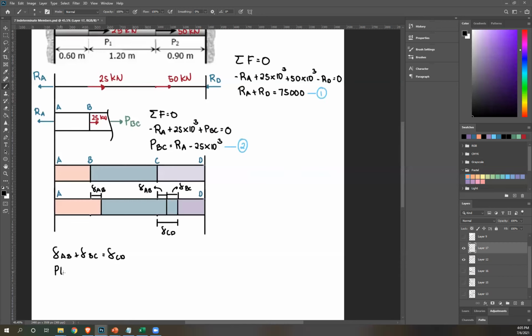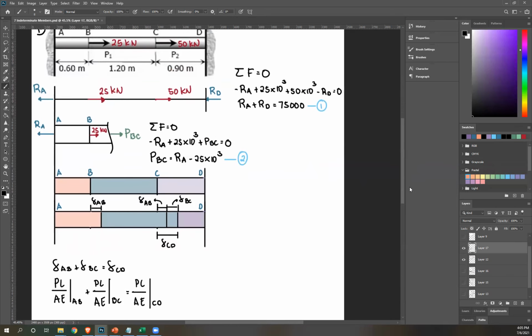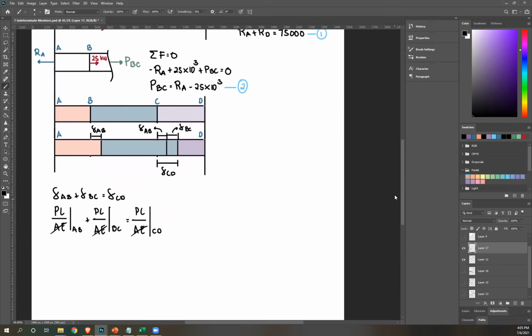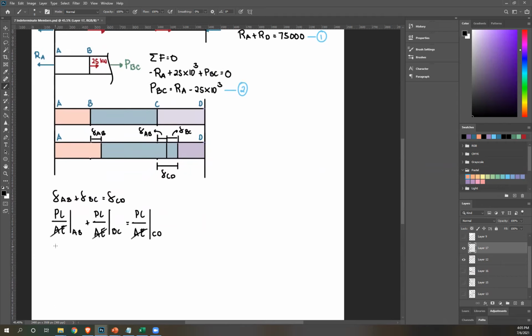Okay, so PL over AE of force AB plus PL over AE of segment BC equals PL over AE of segment CD. Next, once again, this is a homogeneous form. All of their area and modulus of elasticity are equal. Therefore, you can just cancel all of it out. Okay.